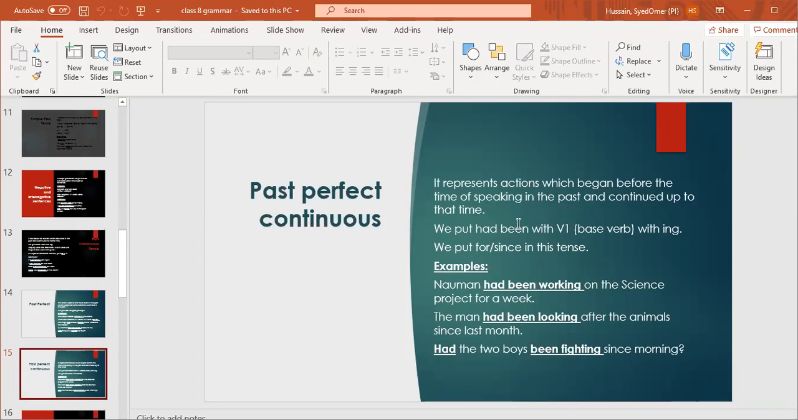Noman had been working on the science project for a week. The man had been looking after the animals since last month. Had the two boys been fighting since morning?